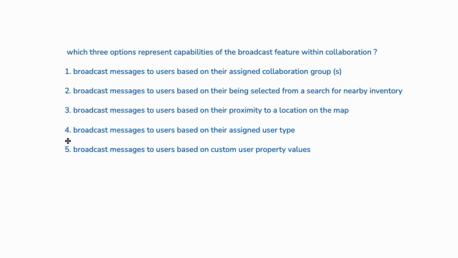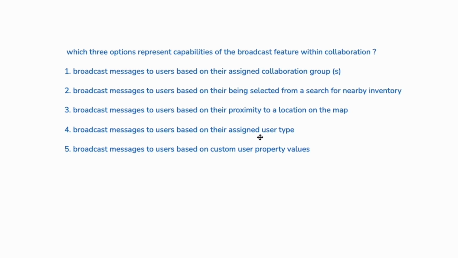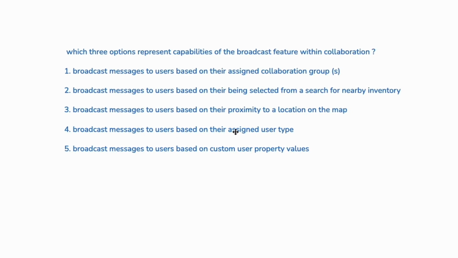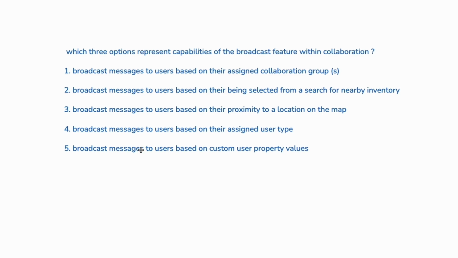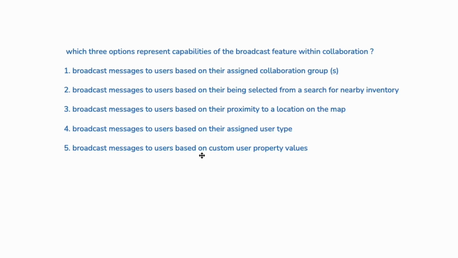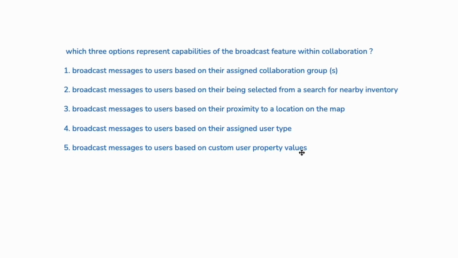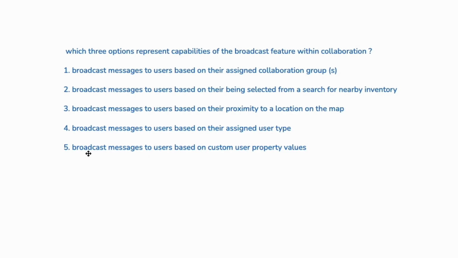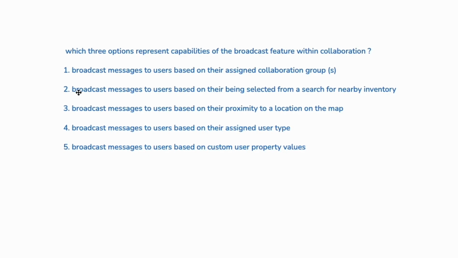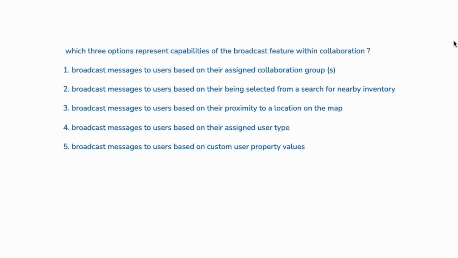Now fourth, broadcast message to users based on their assigned user type. This is not correct. Broadcast message to the user based on custom user property value. This is also incorrect. So as per my understanding, option 1, 2 and 3 are the correct answer.